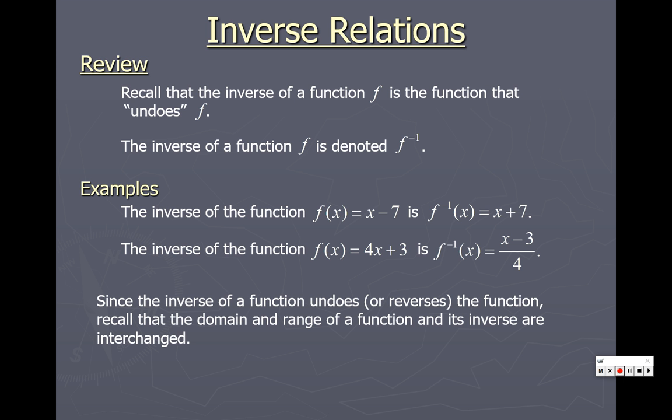Since the inverse of a function undoes or reverses the function, recall the domain and range are just interchanged. Whatever the inputs of one function were become the outputs, and the outputs become the inputs. Because we're inverting things, the x's become the y's, and the y's become the x's. We're just reversing the whole thing around. Maybe that's not obvious until I show you some graphs.